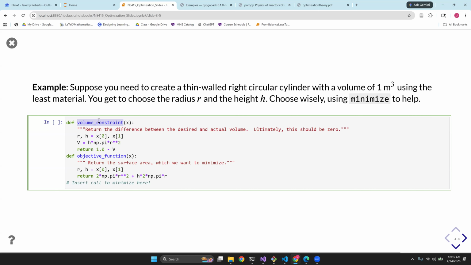We don't care what's going on necessarily behind the scenes, we just need that constraint to show up as zeros in all of them. And the objective function, same thing, unpack the r and the h, then I return the top and bottom, the 2 times pi r squared, plus the height times 2 times pi times r to get the outer. That's all we need to do.